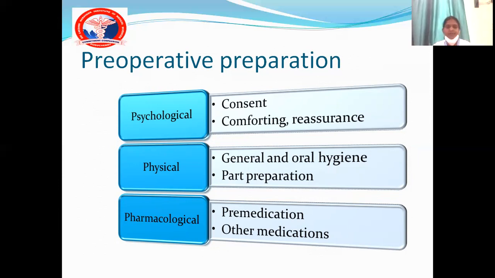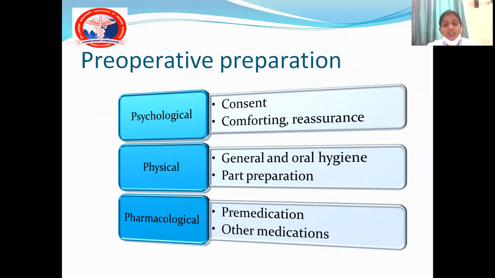What is physical preparation? We want patients who are clean and hygienic when they come to the theatre. So we instruct the patients so that they come to the theatre with general and oral hygiene. Part preparation is important, not merely surgical part preparation, but also preparation of parts which are dealt with by the anesthesiologist, like preparation of the back, preparation of the arms for insertion of the IV cannula, and preparation of the face, like shaving, should be looked into.